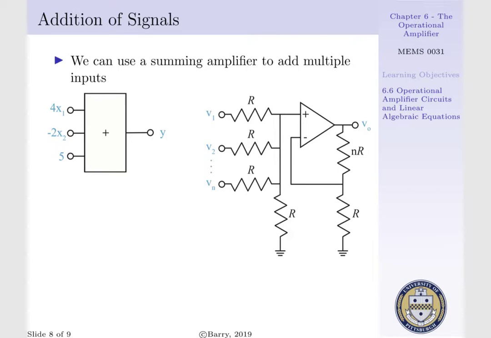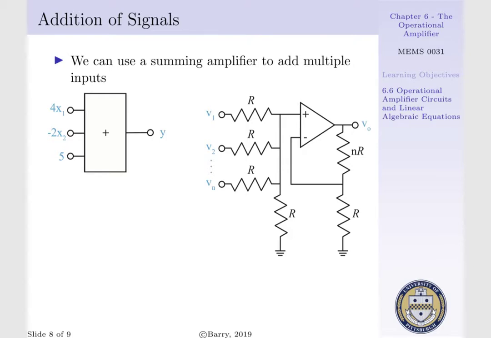This can be represented schematically on the right, where we have V1, i.e. x1, our input into our system connected to a resistor of value R, V2, i.e. x2, our input to our system connected to a resistor R, and all the way down to V sub n, however many number of inputs we have connected to a resistor R.